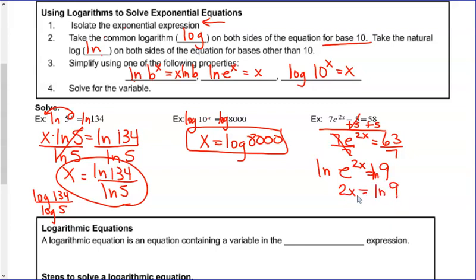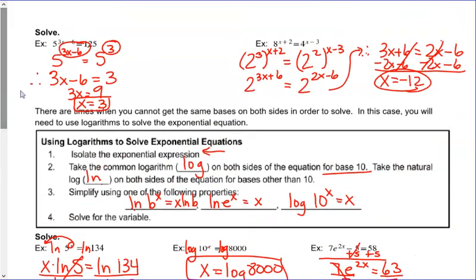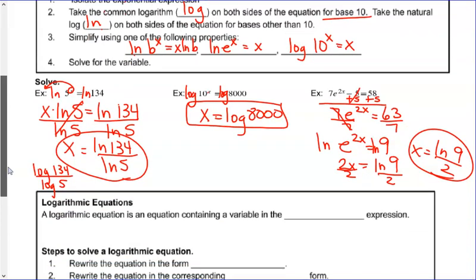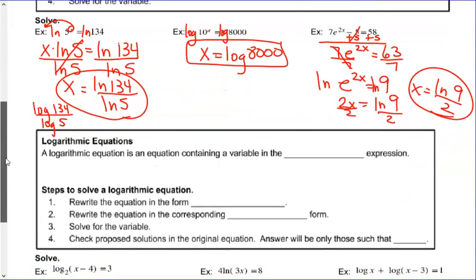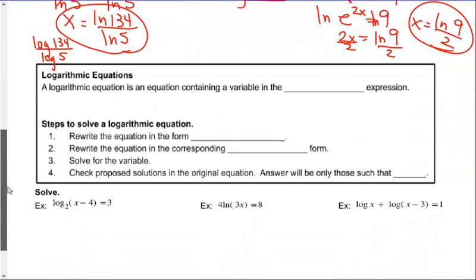And then I can solve nicely for x by dividing both sides by 2, claiming that x now is the natural log of 9, divided by 2. And that would be our final answer for that equation. Okay, so two ways to solve exponential equations. One where you can easily get the same base, like these up here. The other where you cannot get the same base and you have to do the log of both sides. These are a little bit more difficult than the ones, just because you haven't really seen that before as much.